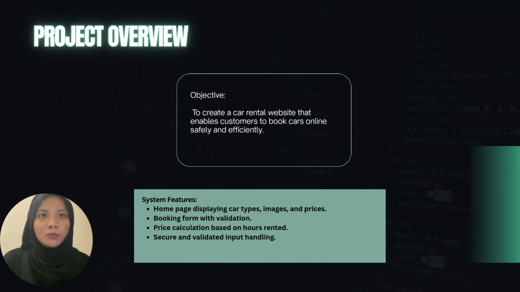Now we go to the project overview. The objective of our project is to create a simple and secure car rental platform for users to make bookings online. The system has several key features. It displays available car types, image and hourly rental price. It provides a booking form for users to enter their details. It automatically calculates the total price based on the number of hours, and it applies form validation to ensure secure and accurate data entry.